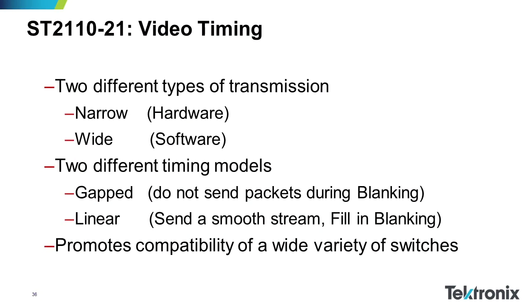Linear says, okay, let's take that data and spread it out over the entire time so that we don't have that gap where we're not sending data anymore. And it's going to fractionally slow the data down, but it's going to fill the whole time with an even flow, or moderately close to even flow, of data going across.